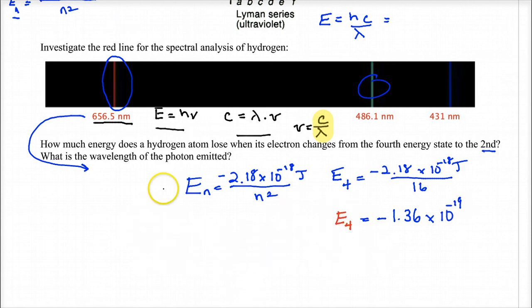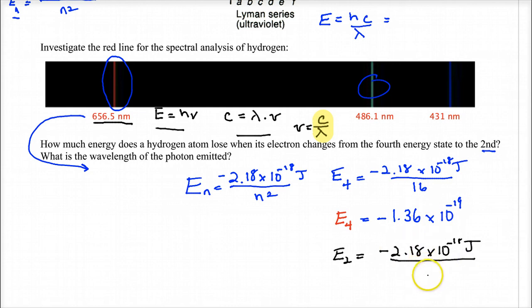Now let's do the energy of the second, which will be equal to the same number divided by 4. So negative 2.18 times 10 to the negative 18 joules divided by 2 squared, which would be 4, right? Because it's the second energy level, so 2 squared is 4. I know that we can do it from that number, but let's just start from scratch. Negative 2.18, second function on my calculator, to the negative 18.